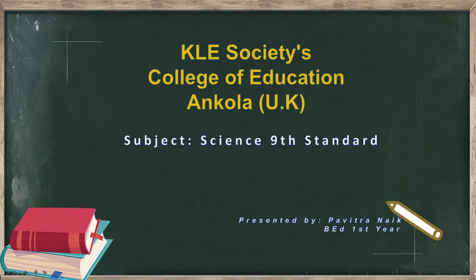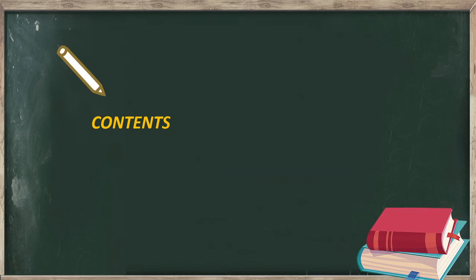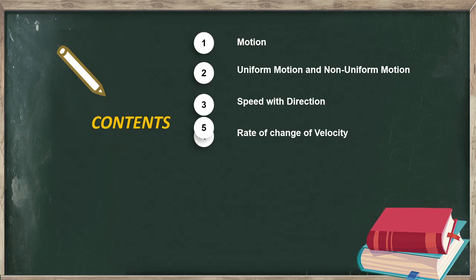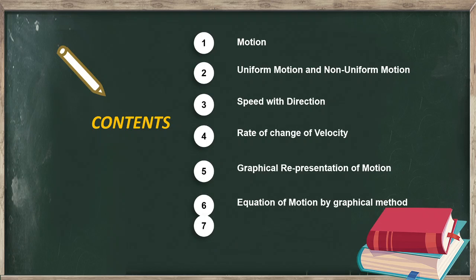In this video, I'm going to talk about a very interesting chapter, motion. It includes motion, uniform and non-uniform motion, speed with direction, rate of change of velocity, graphical representation of motion, and the last one, uniform circular motion.